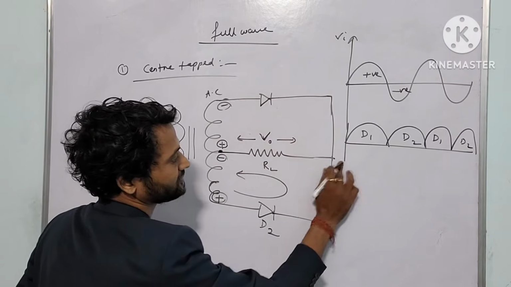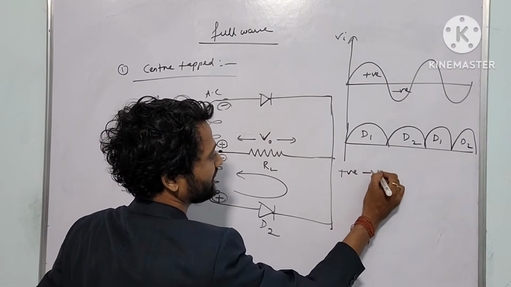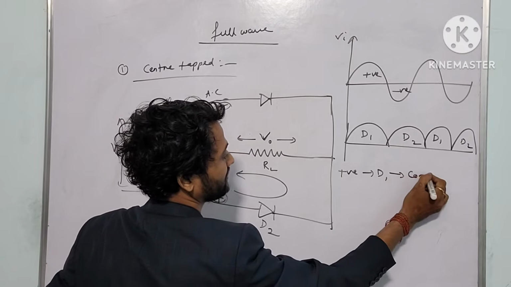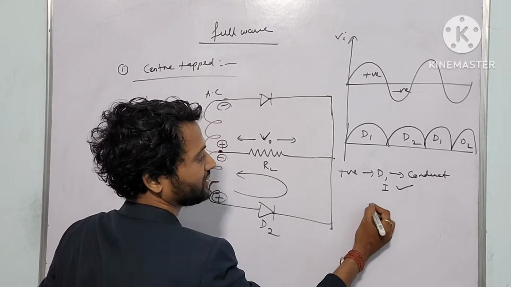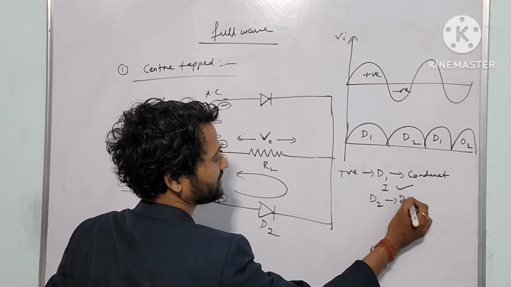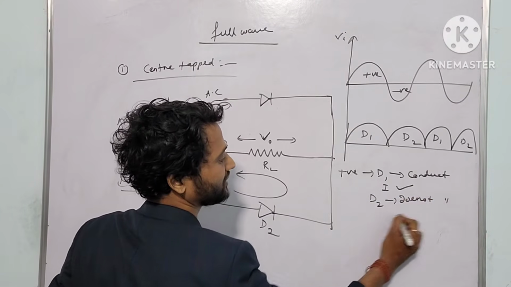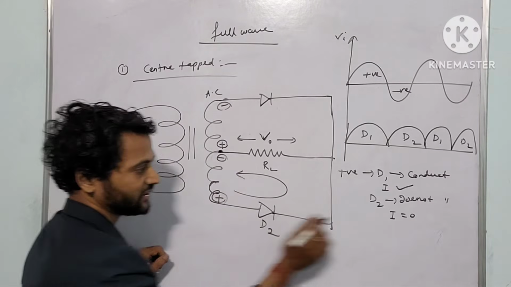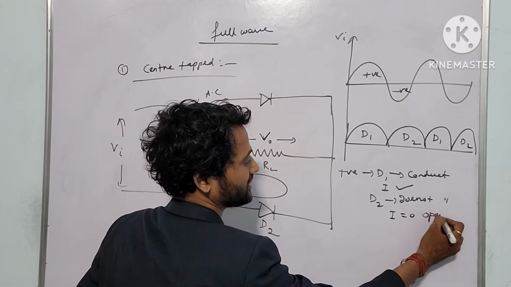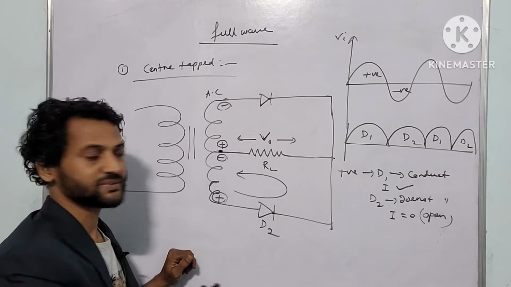So note down a point. First half cycle, during positive half cycle, what will happen? D1 conducts, then current can flow, but what about D2? D2 does not conduct, so current will be zero, right? So D2 will be open circuit. That is during positive half cycle.